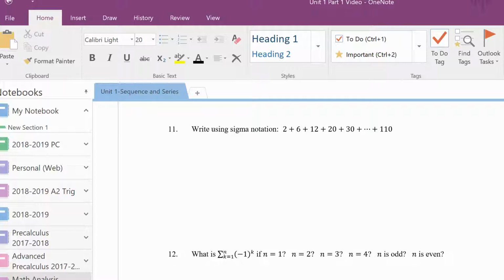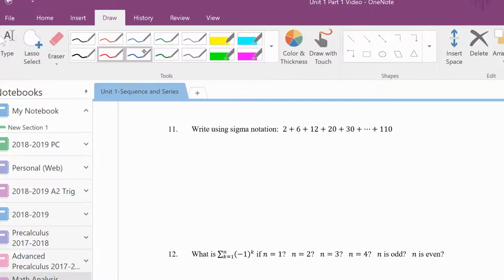So the first question says, write using sigma notation. Remember, when we do sigma notation, we're going to want to find the sum of a certain amount of terms equals, and then the sigma sign. We'll use i equals 1. And then we want to find the rule on how many terms there are. So notice since it's plus 4, plus 6, plus 8, it's going to be a quadratic.